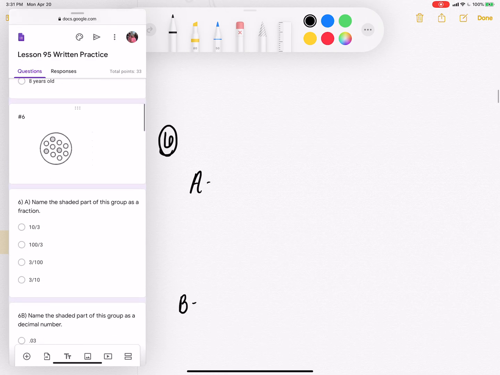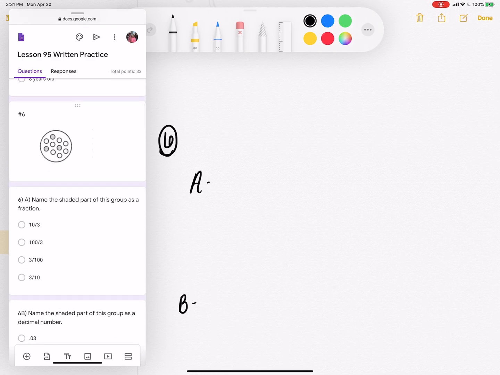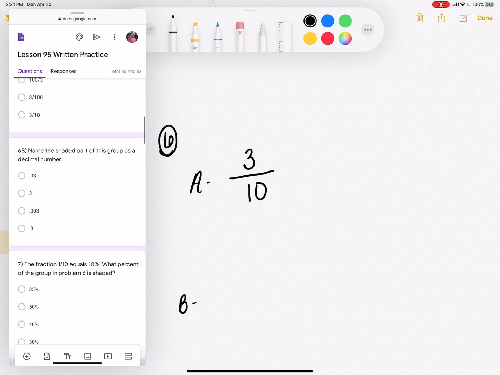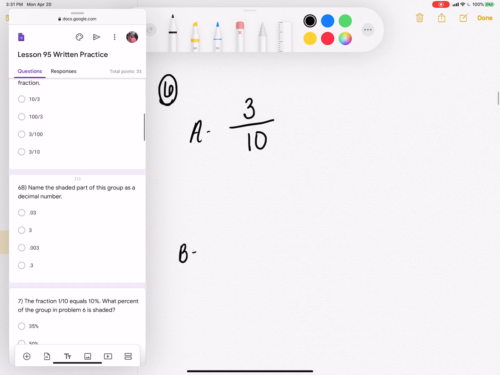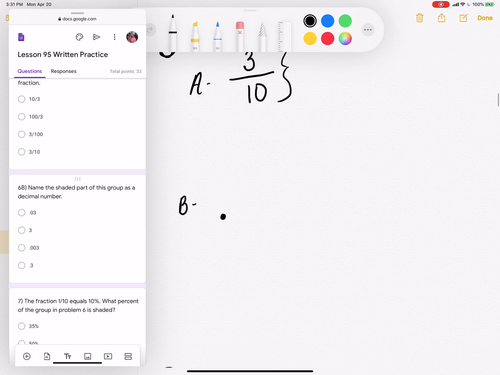Number 6, name the shaded portion of this group as a fraction. So I see I have 3 that are shaded. That is what they're asking, not the part that is not. And you have 10 altogether, so you have 3/10. 6b, name the shaded part as a decimal. So whenever I say the fraction 3/10, I'm saying the decimal name, 3/10. This is the tenths, hundredths, thousandths. So we only need the tenths place.